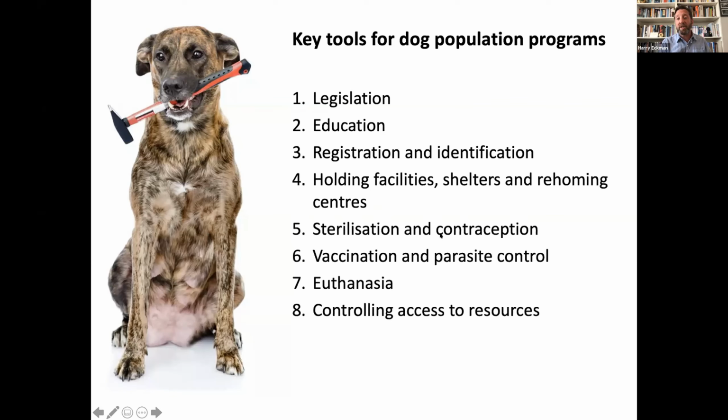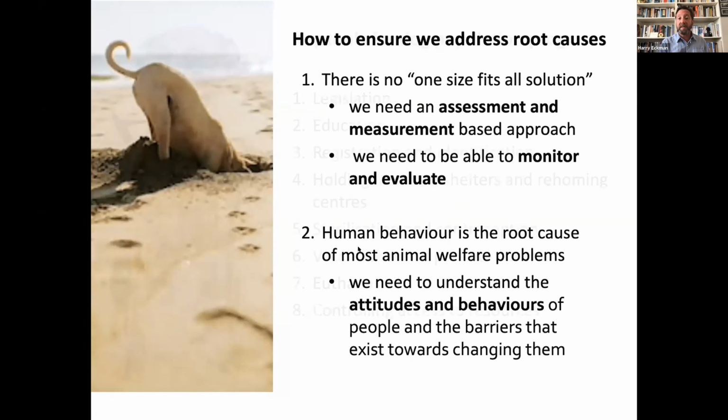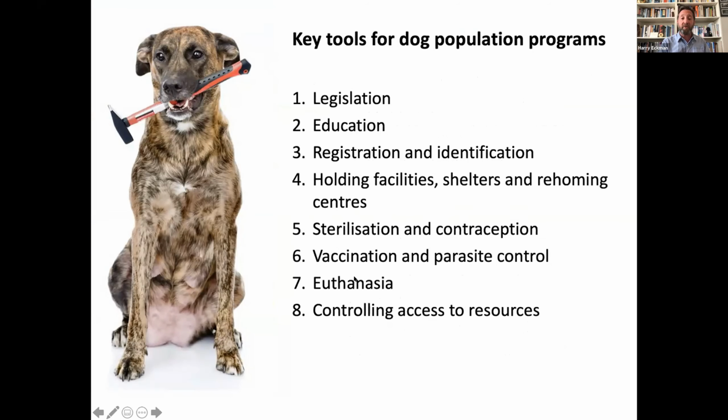We have sterilization and contraception. Contraception is a newer thing. It's not really that common a practice, but sterilization, trap, neuter, and releasing dogs back on the street so they can't have puppies anymore. We have vaccination and parasite control to deal with issues of rabies and zoonosis. Euthanasia in some cases. Sometimes a dog is on the street and for health reasons or for behavior reasons, we might just have to humanely euthanize it. And then lastly, we have controlling access to resources. Having food on the street, having too much trash on the street is something that is going to help support a dog population.